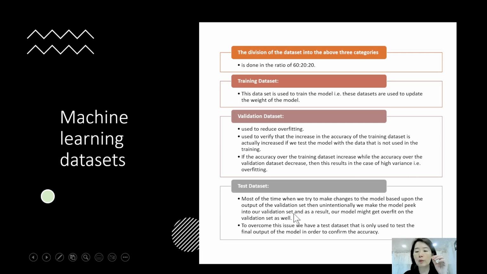And then the last data set, which is the test data set. Most of the time when we make changes to the model based upon the output of the validation set, unintentionally we might make the model fit into our validation set as a result. So our model might get overfit on the validation set. Therefore, to overcome this, we have a third data set, which we call the test data set. That is only used to test the final output of the model in order to confirm the accuracy.